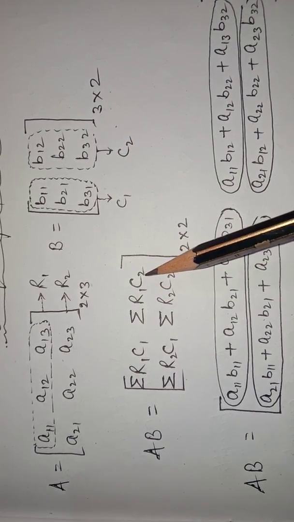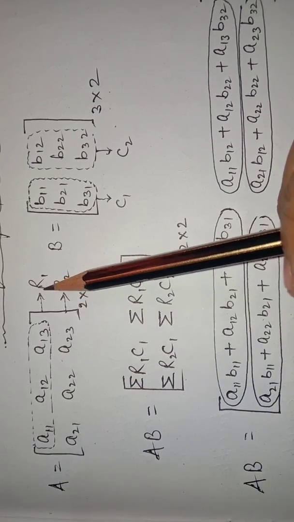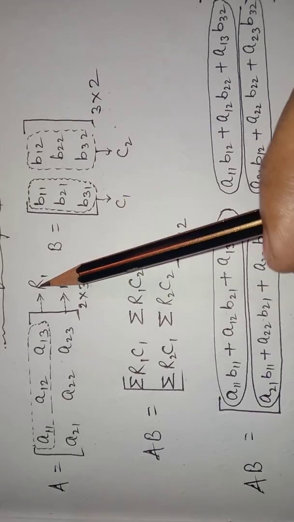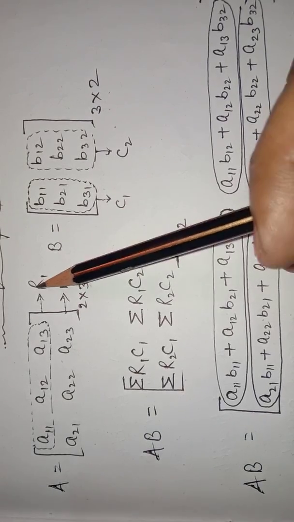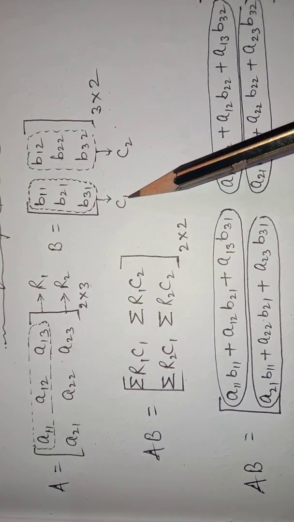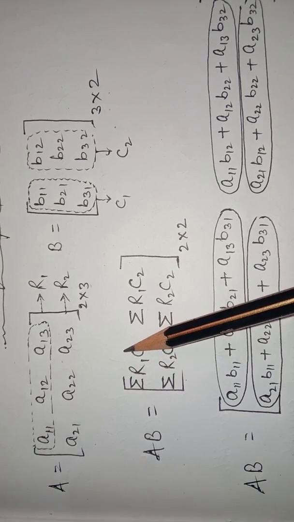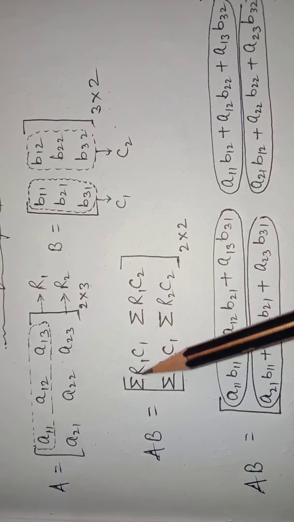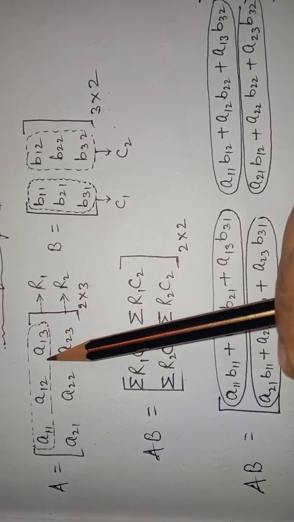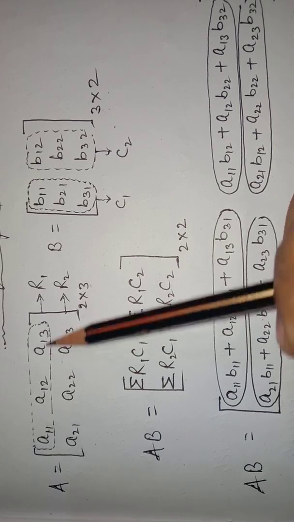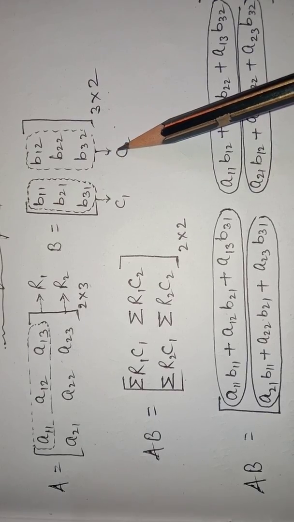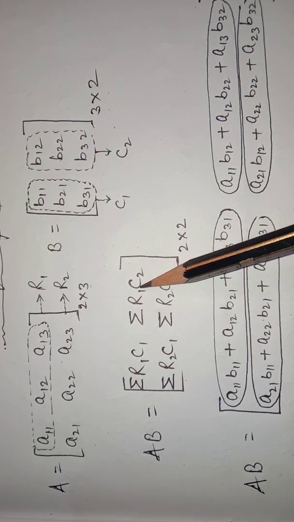Okay, so how will we initiate? I have written a shortcut, sigma r1 c1. What does it mean? It means we are multiplying corresponding elements of row number 1 and column number 1, and when we add, we will get a single element. So that's why I have written sigma r1 c1. We will discuss it in the next step.